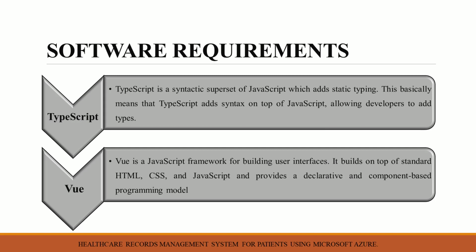The next one is TypeScript. TypeScript is a syntactic superset of JavaScript which adds static typing. This basically means that TypeScript adds syntax on top of JavaScript, allowing developers to add types. The next one is Vue. Vue is a JavaScript framework for building user interfaces. It builds on top of standard HTML, CSS, and JavaScript and provides a declarative and component based programming model.